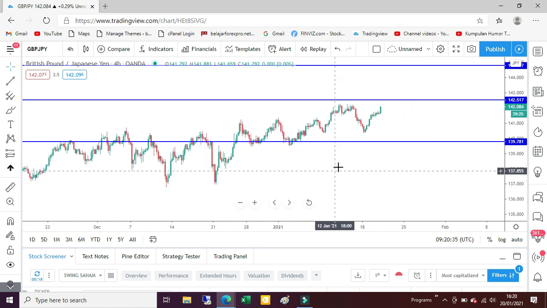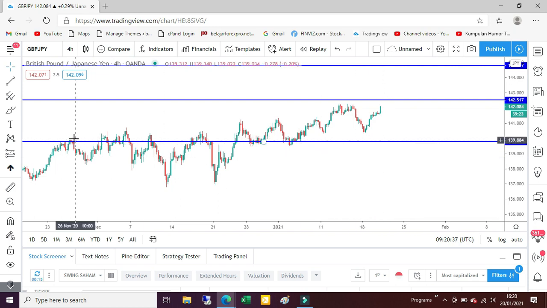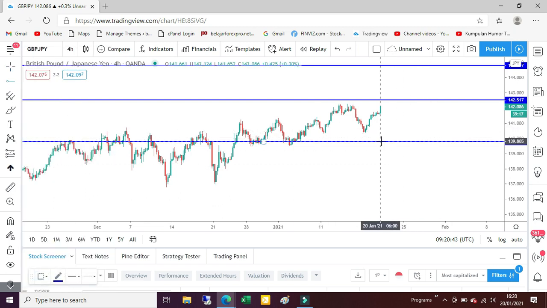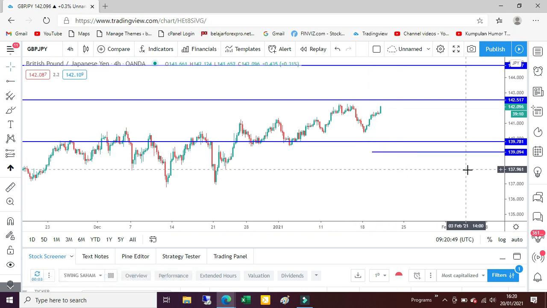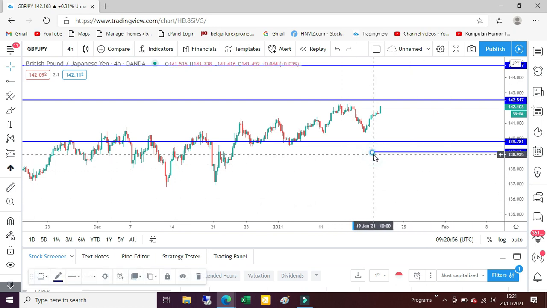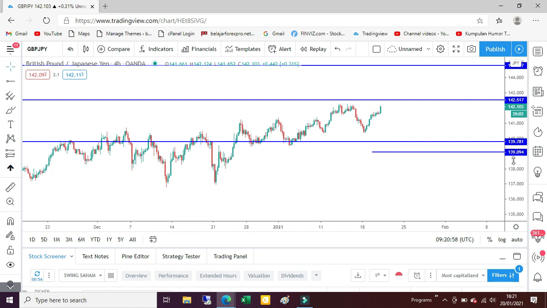Pertama saya akan buy di wilayah di sini ya, teman-teman. Tunggu dia balik, saya akan buy di angka 139781. Kemudian stop loss di sini, di 139094.